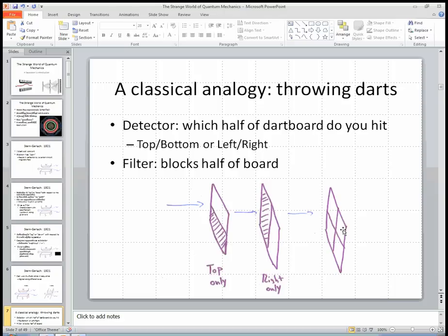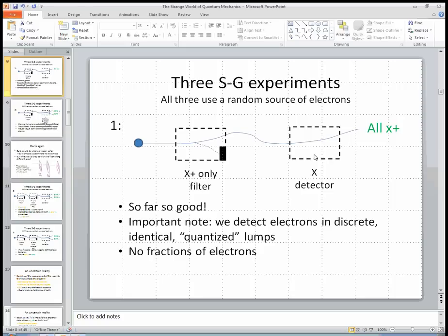So that's exactly analogous to what we're going to see in the Stern-Gerlach experiments in sequence. Okay, so let's do a really simple one first. We have a random source of electrons, and we put it through an X plus only filter. So now I've got a very highly schematic picture. This is the whole magnetic field apparatus and everything. And this is the filter version where I separate the beam into the ones that have the X spin being plus and the ones with X spin being minus, and I just kill the ones with X spin being minus.